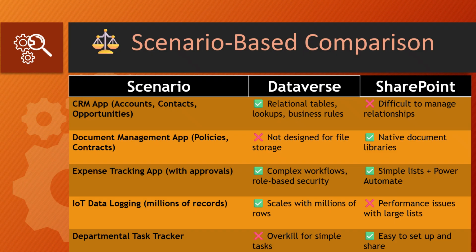Next one is the expense tracking app, where approval is also required for the expense. In this, a complex workflow and role-based security will be required. You can go with Dataverse, and you can also go with SharePoint because it will be a simple list, and for the approval you can utilize Power Automate. Then IoT data logging, where you have millions of records. For millions of records you need to go to Dataverse, which will scale to millions of rows, whereas in SharePoint you may face performance issues with large lists.